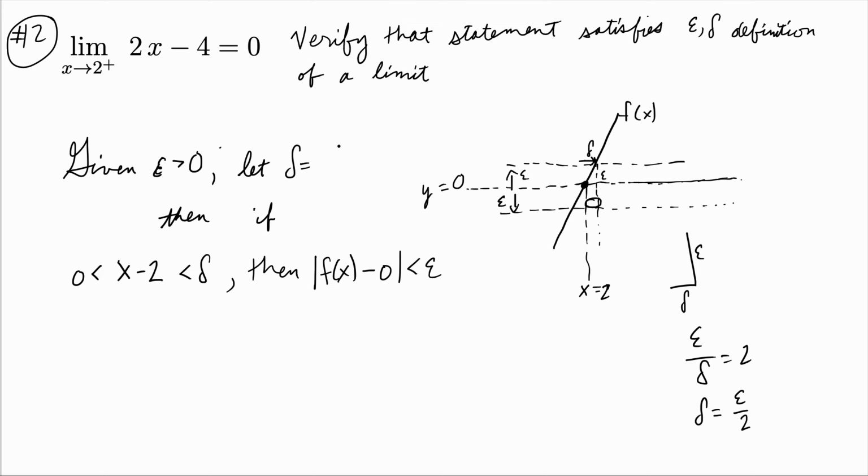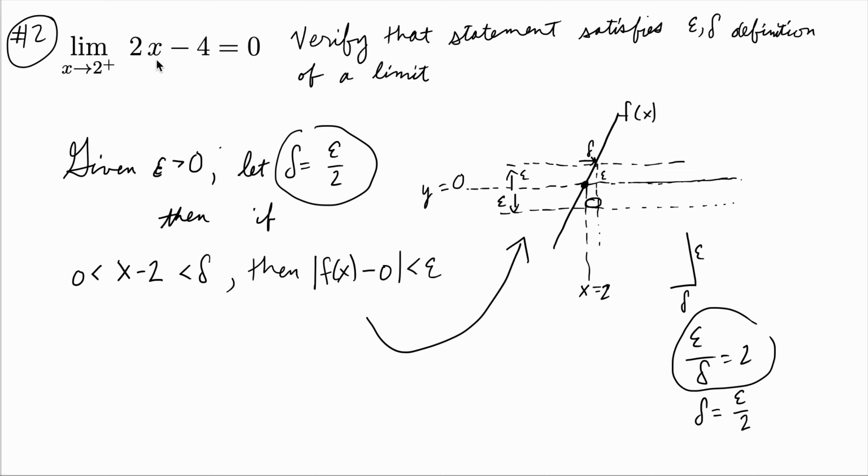So let delta be epsilon over 2. Then if that, and this will work. How do we know it works? Well, why do you know that this is the right delta? Because of the picture and this slope condition that we got from the function itself, if this is f of x. Okay, so that concludes the solution explanation of question number 2.